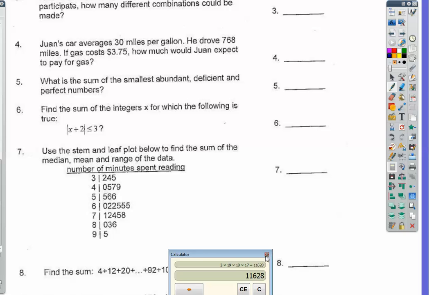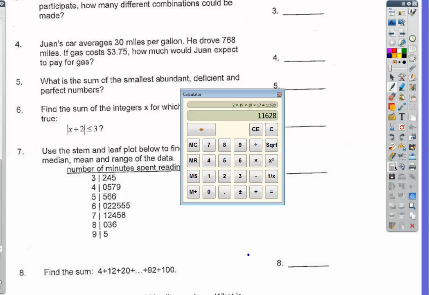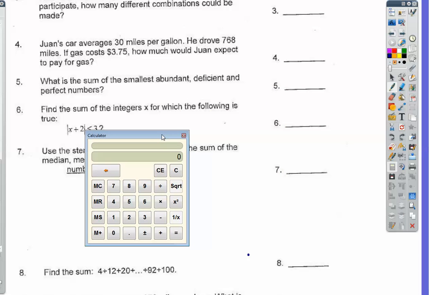All right, first thing we need to do is figure out how much gas he is going to use. So we have to divide 768 by 30. Okay, so he uses 25.6 gallons, and each gallon costs $3.75. So it should cost him $96 to make the trip. Kind of funny how it ended up being a whole number. All right.